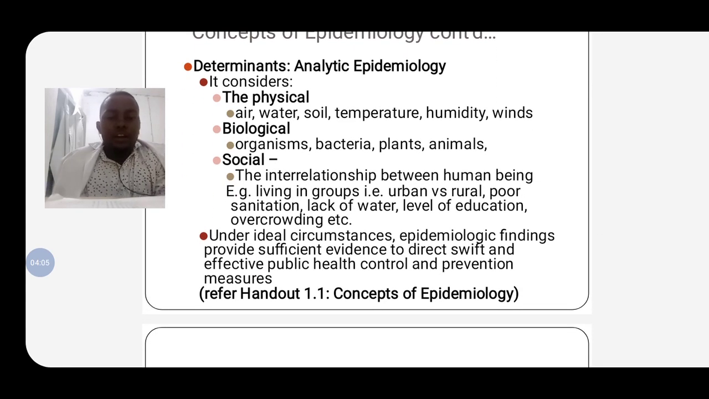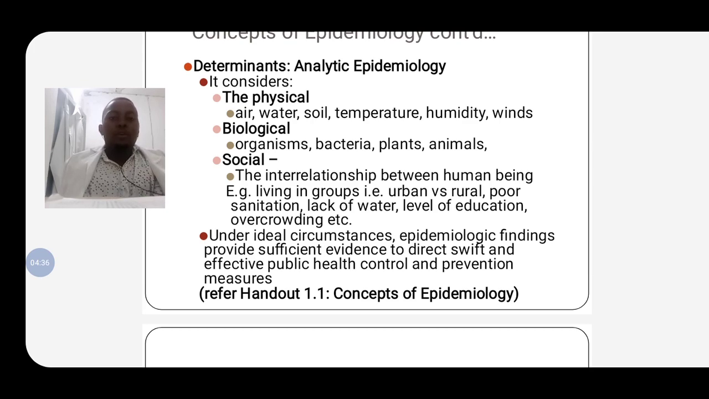And we are also proceeding with determinant or analytical epidemiology. When you're talking about determinant analytical epidemiology, it considers various locations. It considers the physical, biological, and the social. So how does analytical or determinant epidemiology consider the physical? It considers the physical by comparison of the air, water, soil, temperature, humidity, winds, and so on.